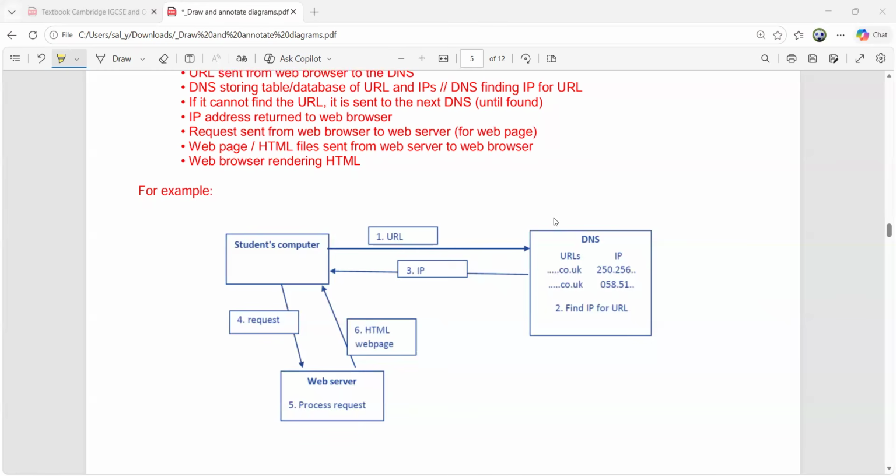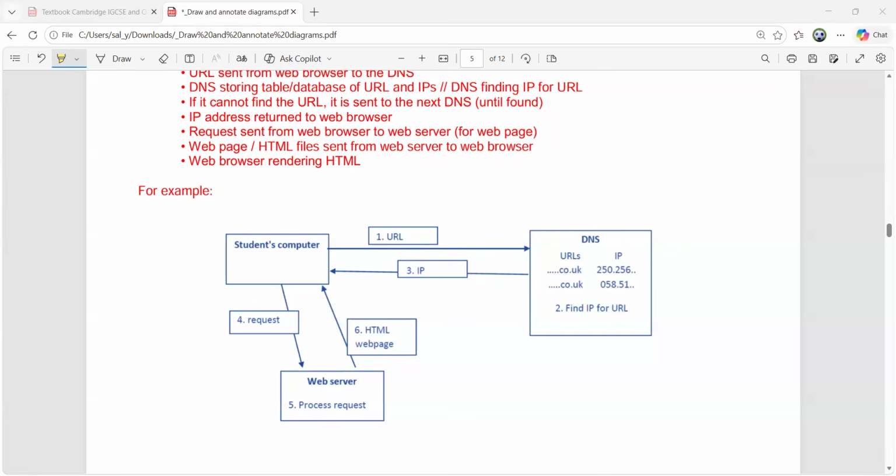Okay, thank you very much for quickly responding. Now moving to this third stage, the IP address is sent back to the student's computer. Then the fourth one is a request sent to the web server. The web server is going to process the request and send the HTML web page back to the student's computer. So either you draw a double-headed arrow the way we have it in the book, which is perfectly possible, but you need to mention that the HTML web page is sent back.